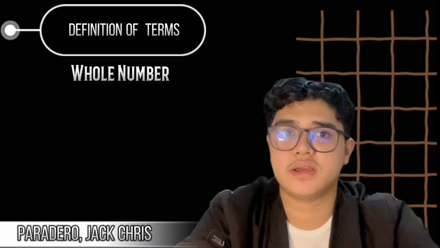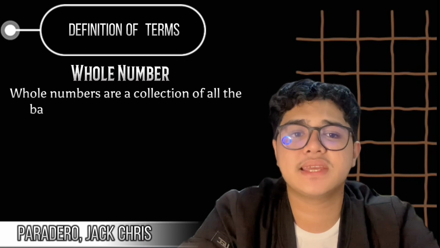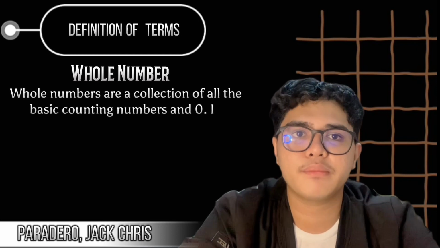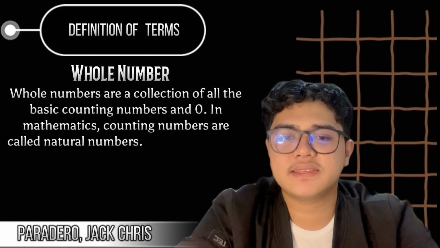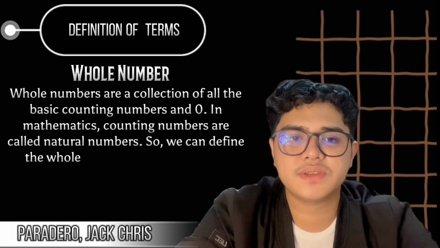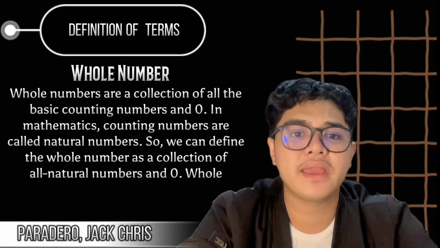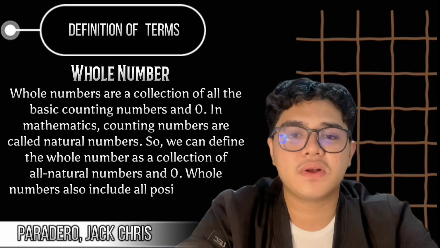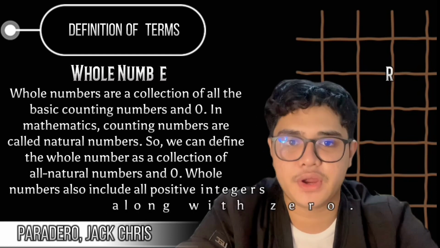This is very common to us, of course. Whole numbers are a collection of all the basic counting numbers and zero. In mathematics, counting numbers are called natural numbers. So we can define the whole number as a collection of all natural numbers and zero. Whole numbers also include all positive integers along with zero.